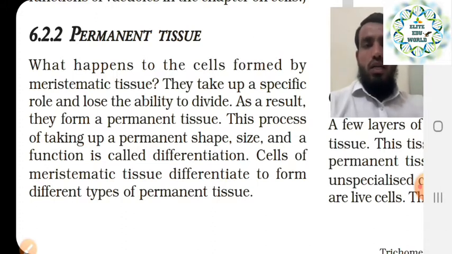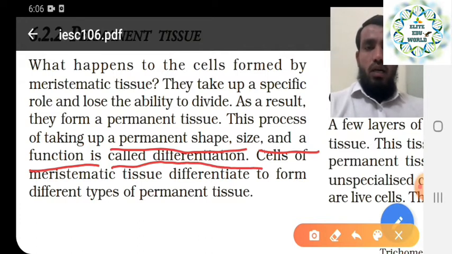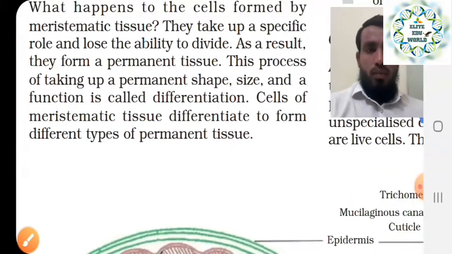This process of taking up permanent shape, size and functioning is called differentiation. The meristematic tissue is taking the permanent shape, size and functioning, so the process is called differentiation. Differentiation means converting meristematic tissue into permanent tissue. It is now taking a permanent shape, right? And cells of meristematic tissue differentiate to form different types of permanent tissue. Starting from meristematic tissue, after proper growth it converts into different types of tissues that come under permanent tissue.